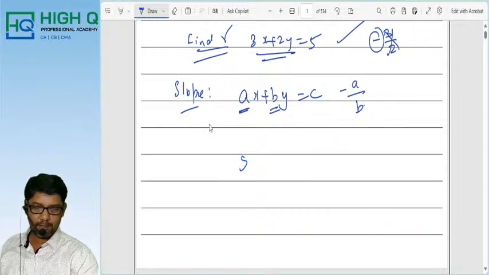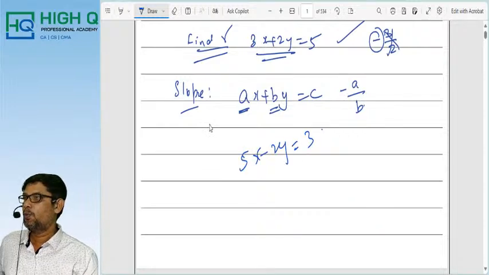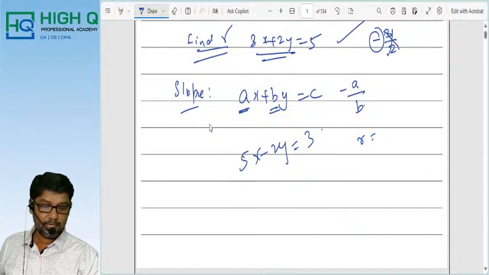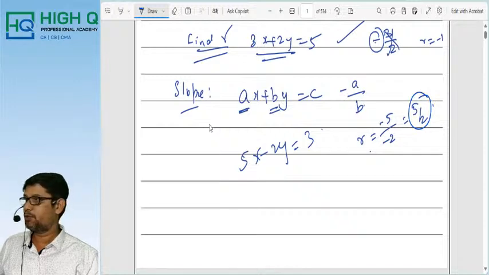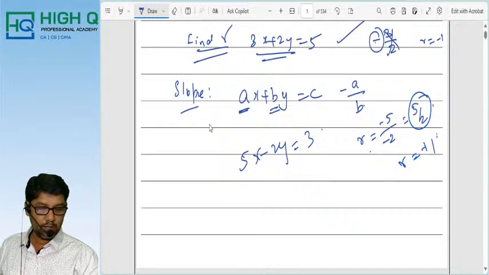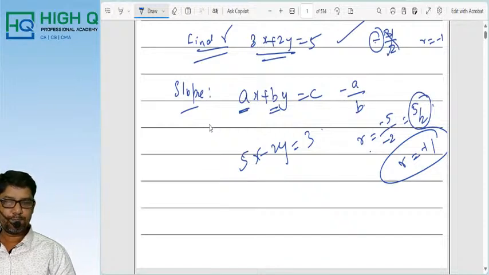For example, 5x minus 2y is equal to 3. Tell me, what is R? R is equal to what? In the previous case, negative slope, R is minus 1. In this case, minus 5 by minus 2, which is equal to 5 by 2. Positive slope. Therefore, R is equal to plus 1. Am I loud and clear, my dear?